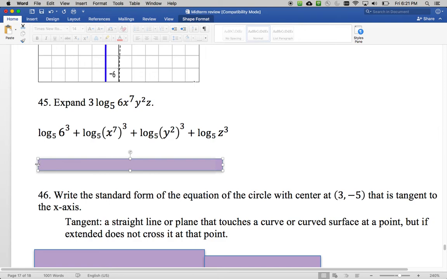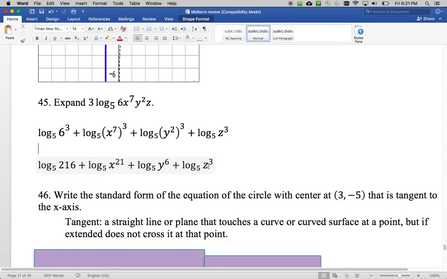You do need to go ahead and calculate anything that can be, or simplify anything that can be simplified. So 6 to the 3rd power is 216. X to the 7th to the 3rd power becomes x to the 21 power. And then y squared to the 3rd power is y to the 6th power. And you don't have to do anything to z to the 3rd power.